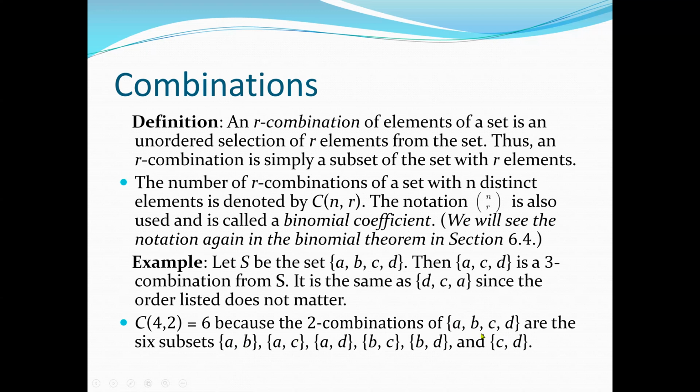From ABCD, we have AB 1, AC 2, AD 3, BC, then BD, then CD. They are 6 in number.